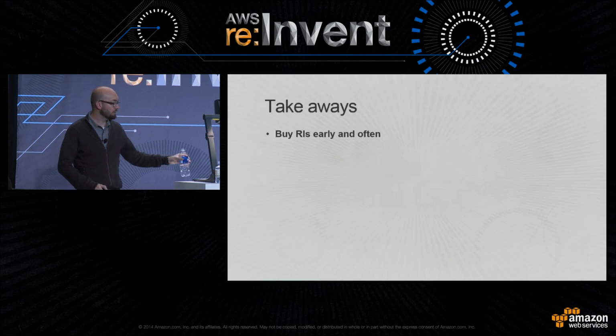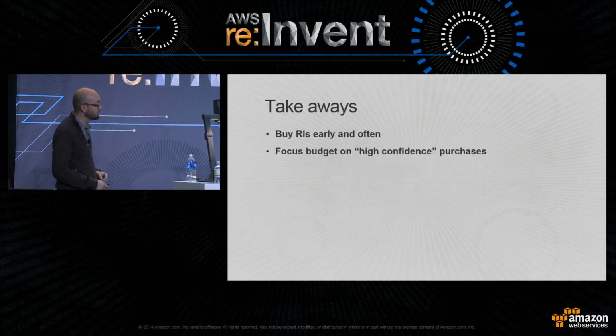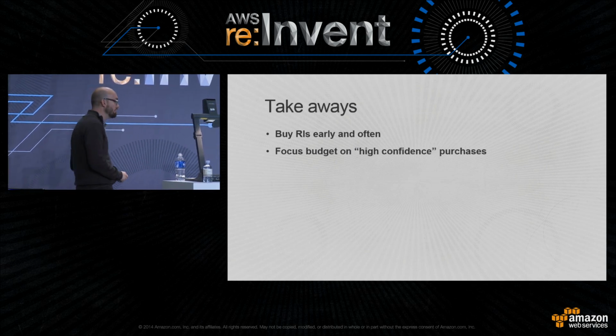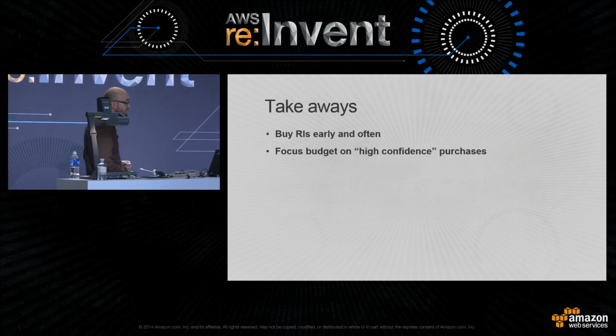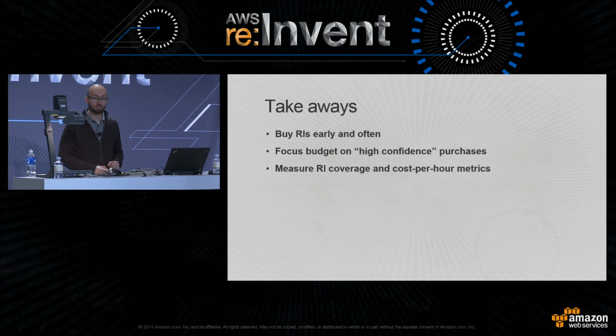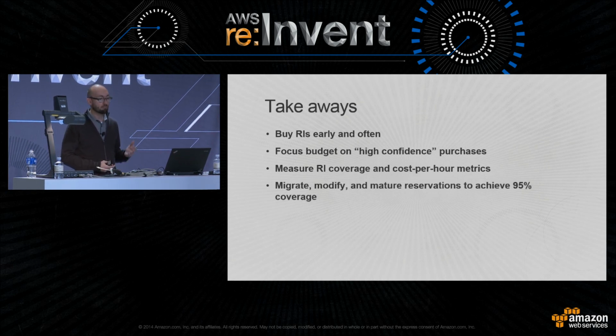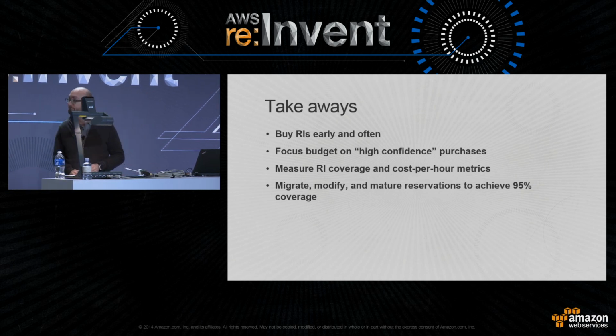So let's finish with some takeaways. Buy RIs early and often. Focus your budget on high confidence purchases so that you know exactly where you stand. Measure RI coverage and cost per hour metrics. And then finally, migrate, modify, and mature reservations to achieve 95% coverage. So if you can work your way through this, you'll be positioned fairly strongly with a high degree of coverage.